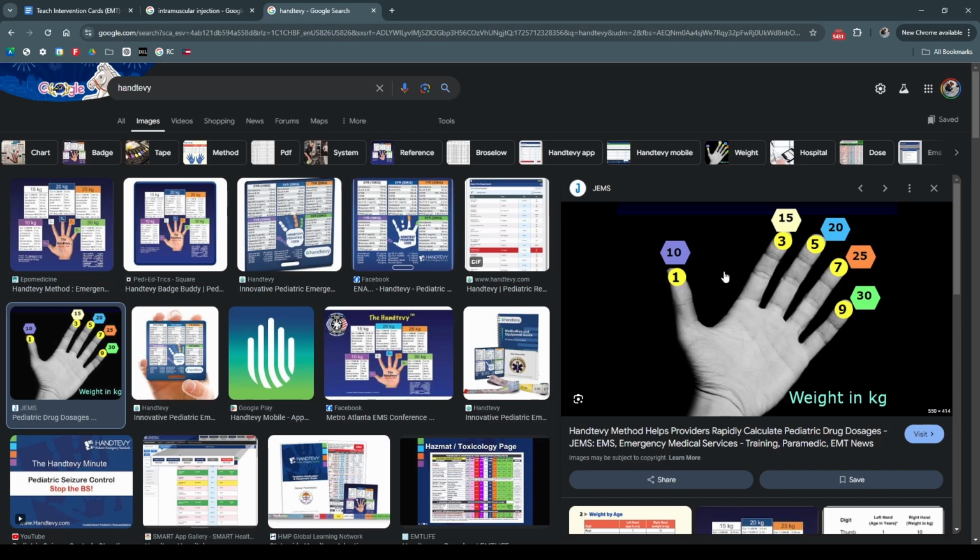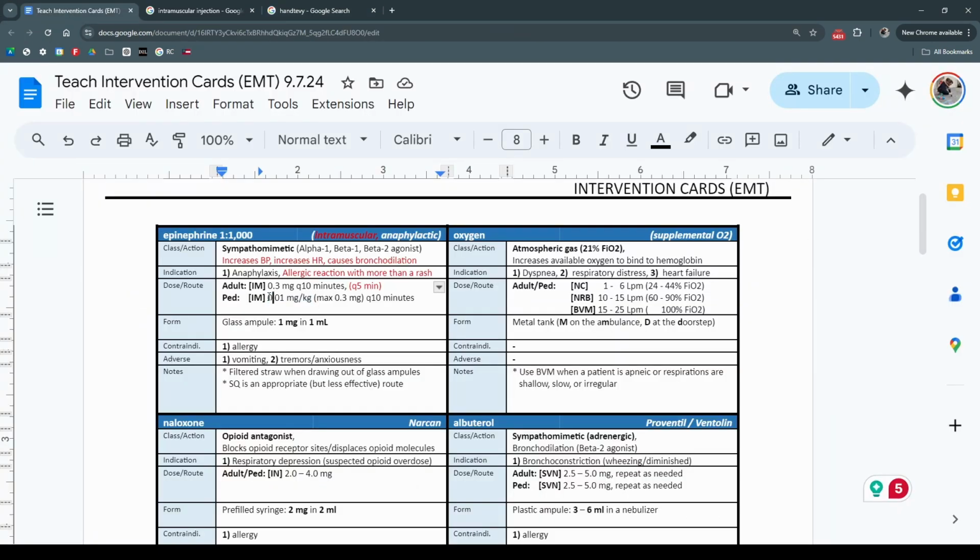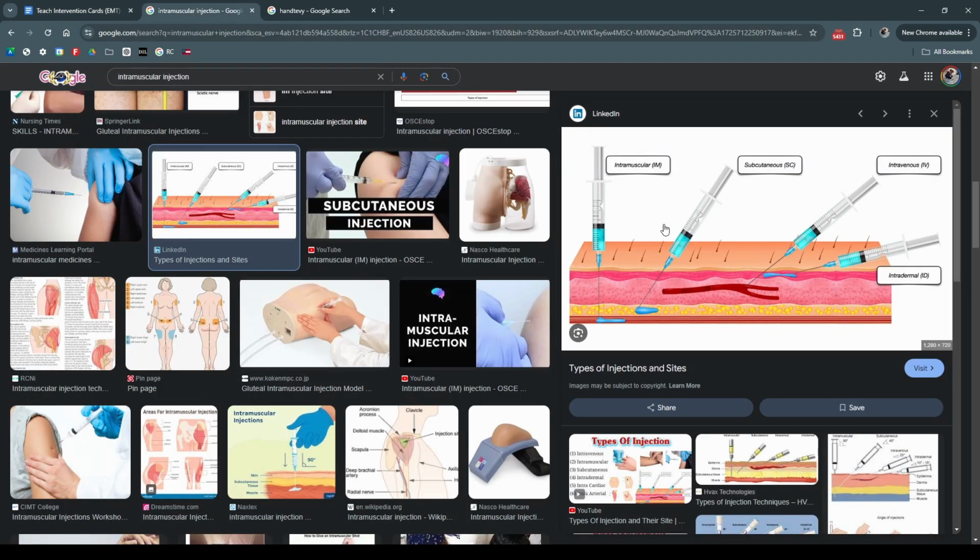We start on the thumb: 1-year-old, 3-year-old, 5-year-old, 7-year-old, 9-year-old. You said you have a 7-year-old? 1, 3, 5, 7. We go up by fives after 10. 10 kilograms, 15 kilograms, 20 kilograms, 25 kilograms. Average 7-year-old weighs 25 kilograms. Our epi says 0.01 milligrams. Now, I'm not strong at math, but thankfully as a very simple integer here, when it's 0.01, that means all we have to do is move the decimal point over those two places.